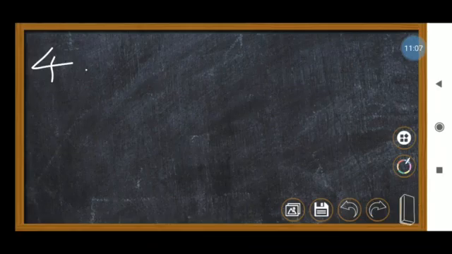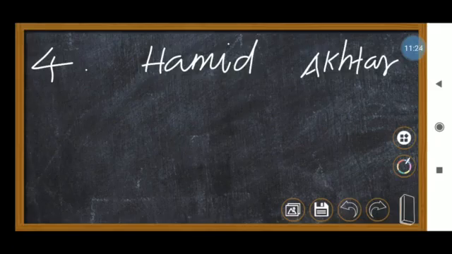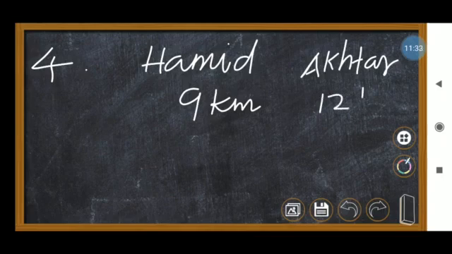First, you have to know that the distance is traveled by Hamid and Akhtar. There are two persons, Hamid and Akhtar. The distance they were given is 9 km, so Hamid traveled 9 km and Akhtar traveled 12 km. And we have to find the ratio of the speed of Hamid to the speed of Akhtar.